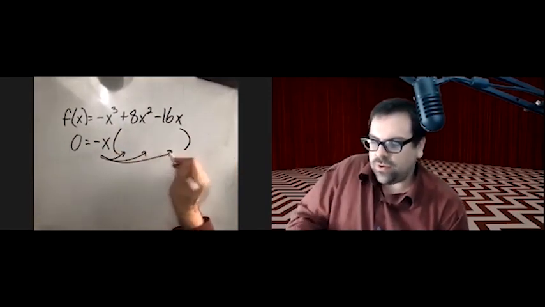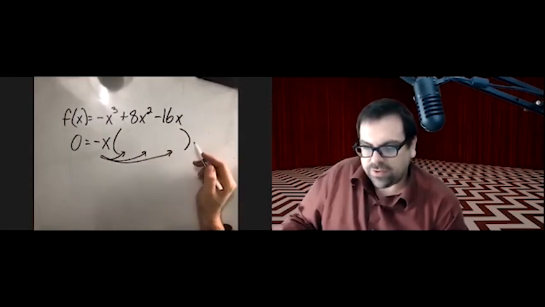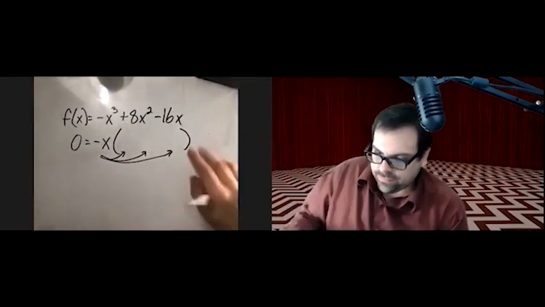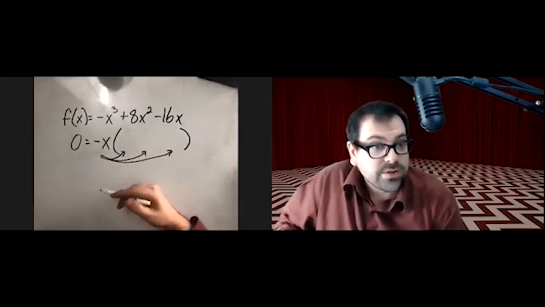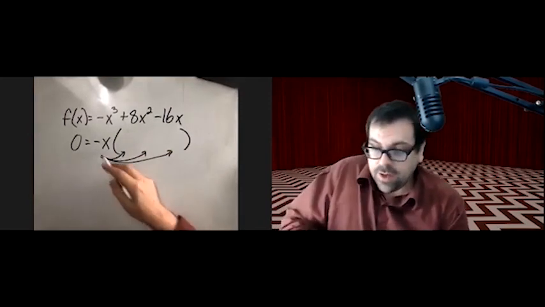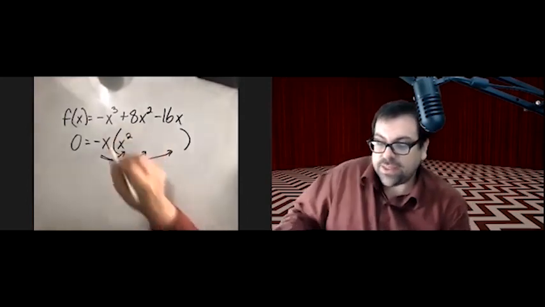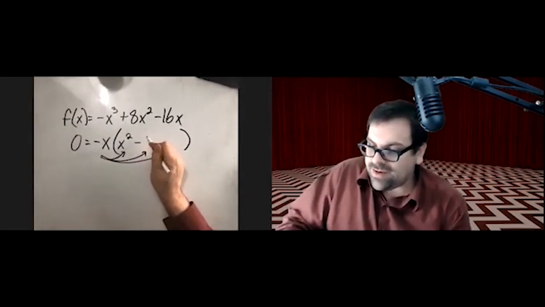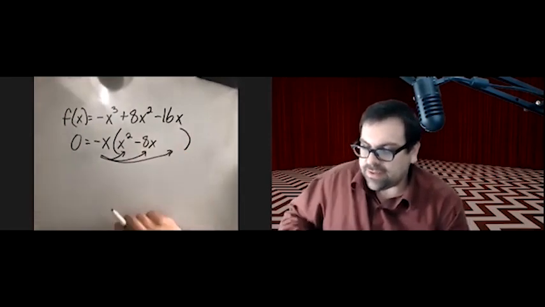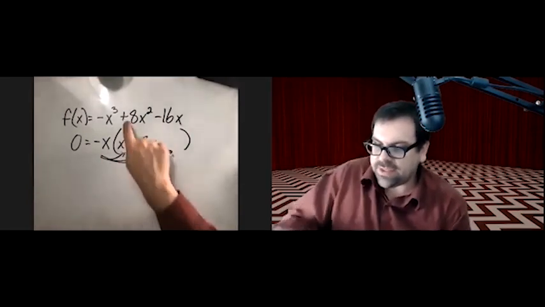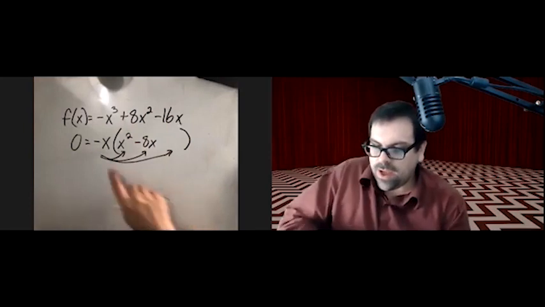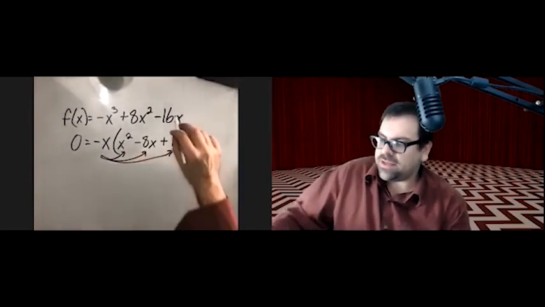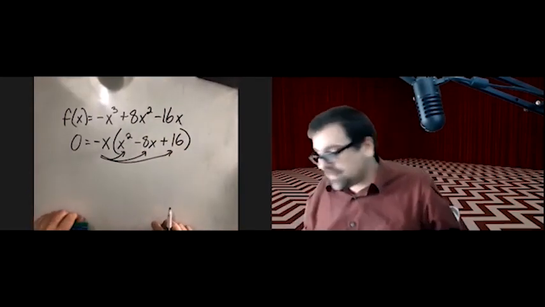3 pieces in the original, 3 pieces in the leftover. Because factoring out a common factor is thinking about the distributive property in reverse, thinking about the steps. Negative x times positive x squared is negative x cubed. Negative x times negative 8x is positive 8x squared, negative times negative is positive. Negative x times positive 16. Negative times positive is negative 16x.